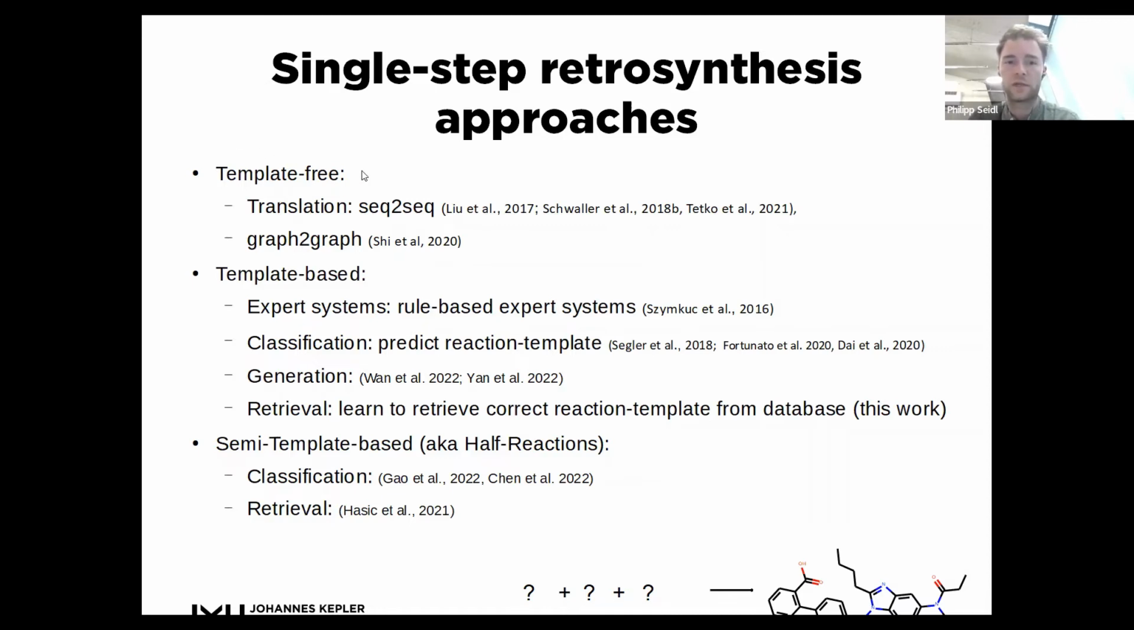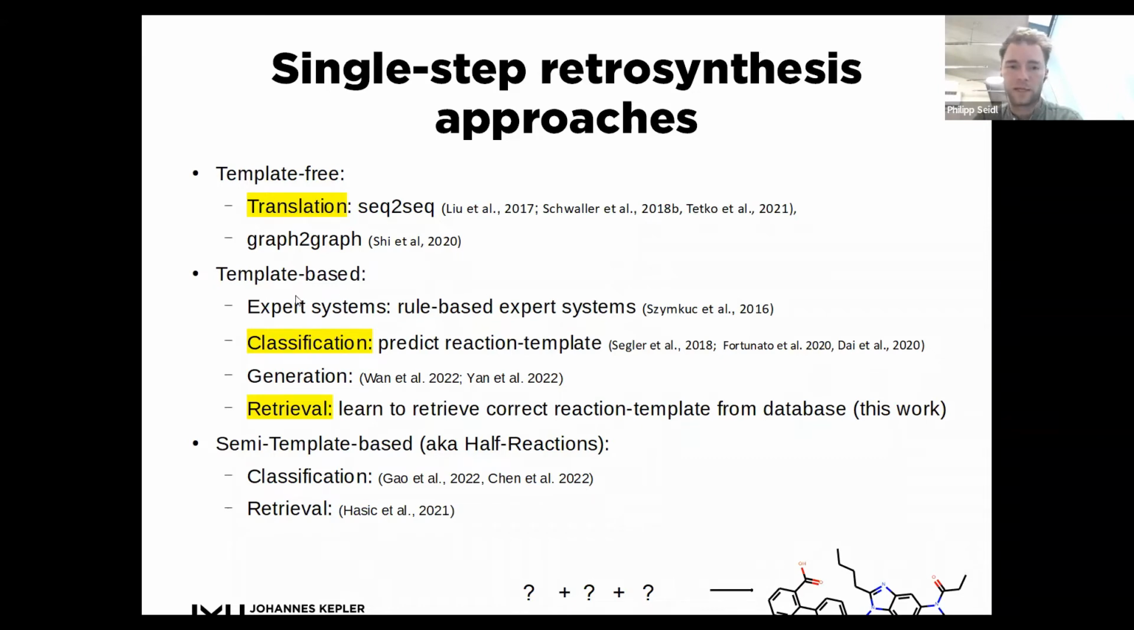So among template-free approaches, and again, I will later explain what templates are in detail, one of those approaches is sequence to sequence. I don't know who listened to the talk from Philipp a few weeks ago. He presented his work on transformers. This was a sequence to sequence task. And today I will briefly touch upon the topic. So I will talk about the translation. But again, among template-free approaches, there are also graph-to-graph based approaches.